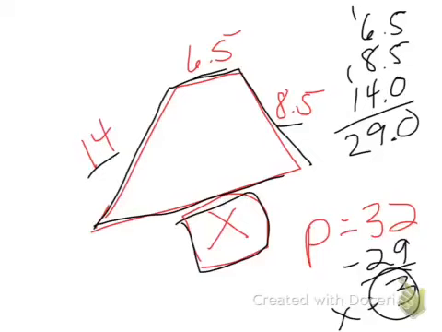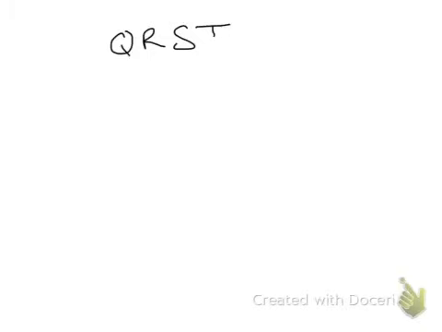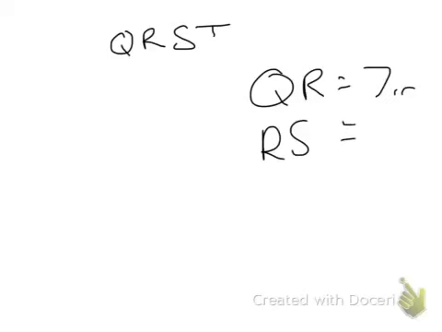Okay, 2 more. Next one. If I have a parallelogram that is QRST, and QR is equal to 7 inches, and RS is equal to 11 inches, what is the perimeter of that shape? We went over this today in class. So pause and solve.